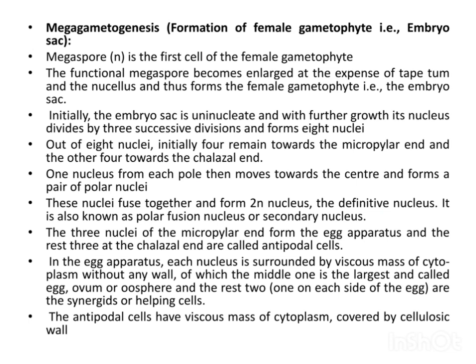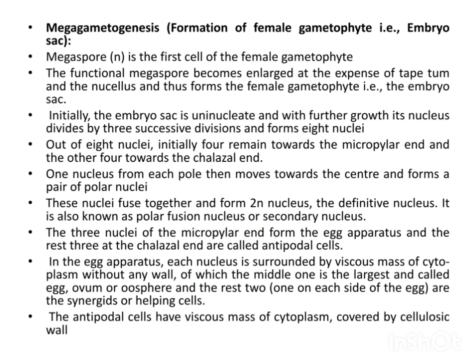Then the megaspore is the first cell of the female gametophyte. It becomes enlarged at the expense of nutrition from the nucellus, and thus forms the female gametophyte. Initially the embryo sac is uninucleate, and with further growth its nucleus divides by 3 successive divisions to form 8 nuclei.